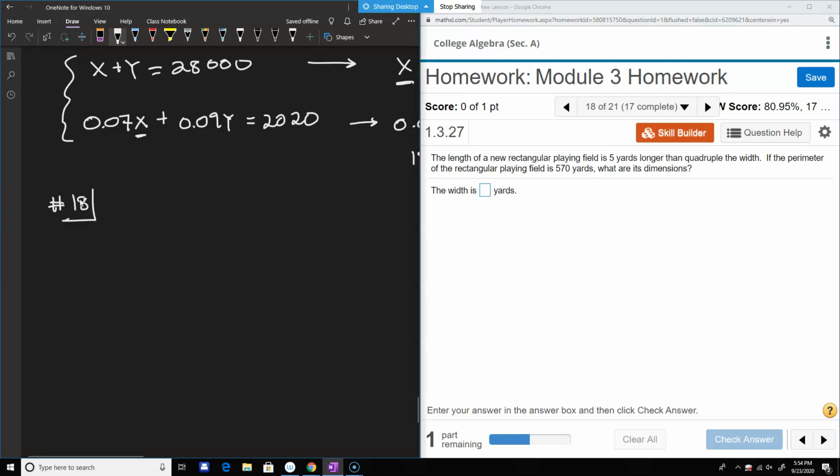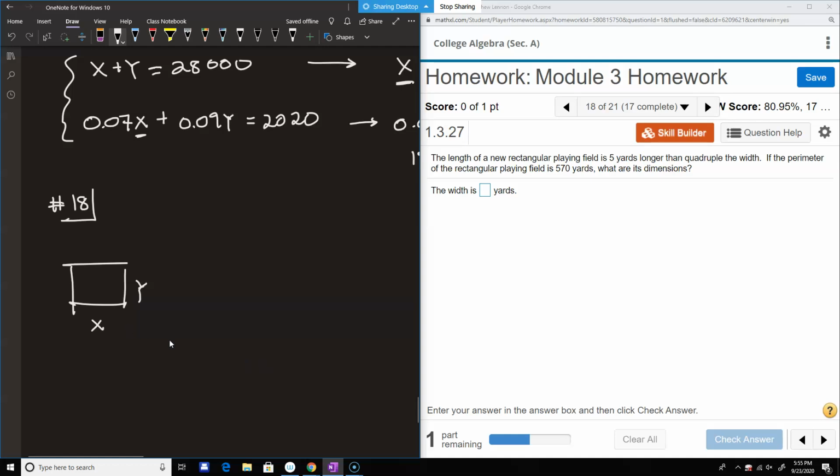Number 18. So we want to know the dimensions of a rectangular playing field. So, I mean, we have some picture here. We'll call this side X, and we'll call this side Y. Okay, so the length of a new rectangular playing field is 5 yards longer than quadruple the width. So one key thing to always look for is that "is" pretty much always means equals when it comes to equations.